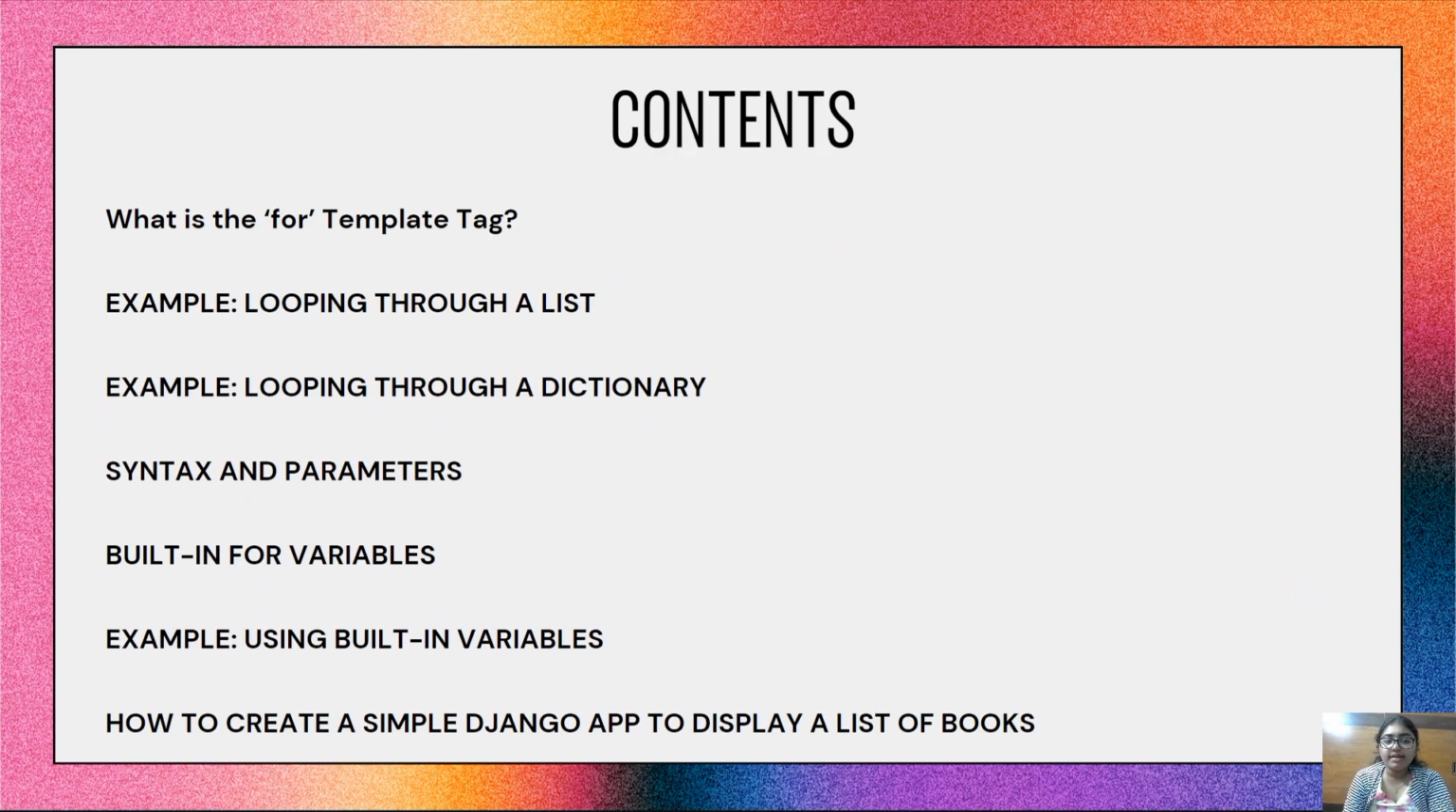Contents. What is the for template tag? Example, looping through a list. Example, looping through a dictionary. Syntax and parameters. Built-in for variables. Example using built-in variables. How to create a simple Django app to display a list of books.